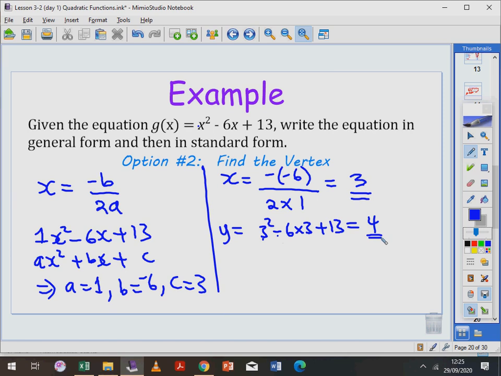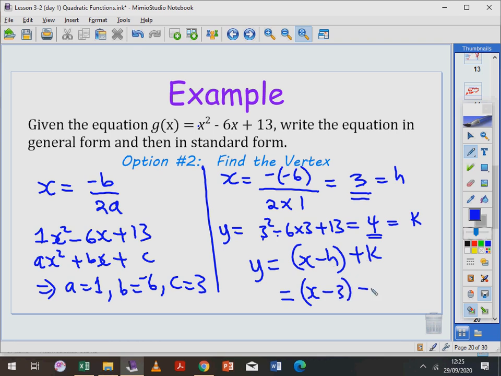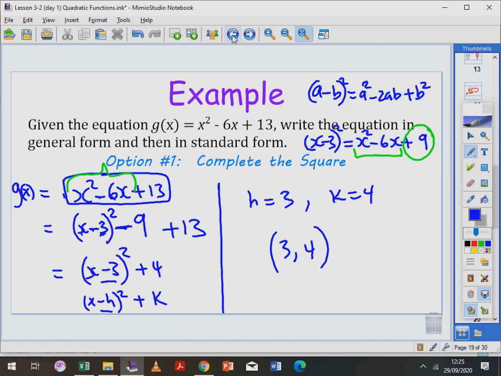I know that this x value is the h value, and I know that this is the k value. So I can just write my equation as y equals (x minus h) squared plus k, which is (x minus 3) squared plus 4. So I have still written the same equation in vertex form, just like I did back here. So which method is easier for you? You decide and use that method.